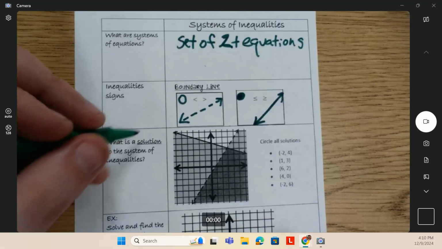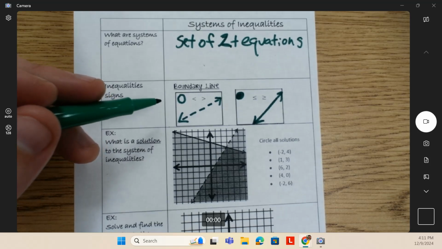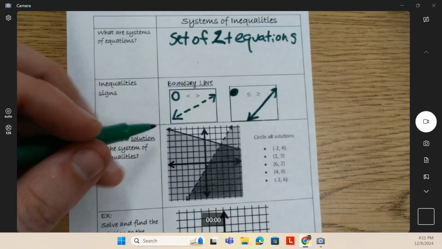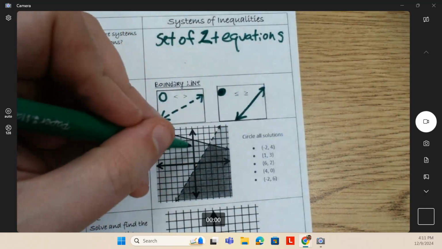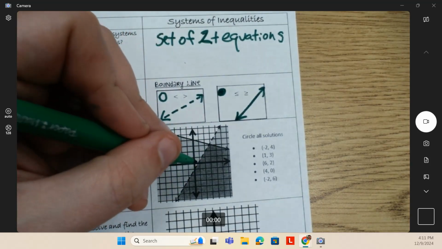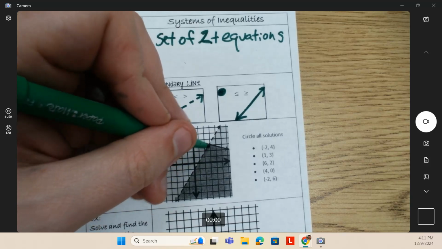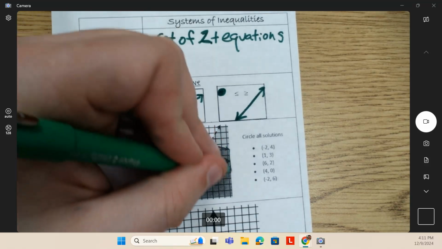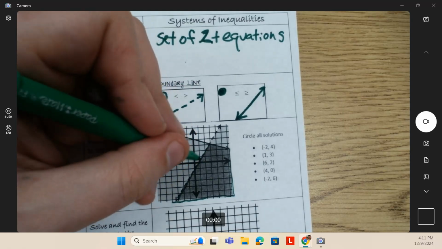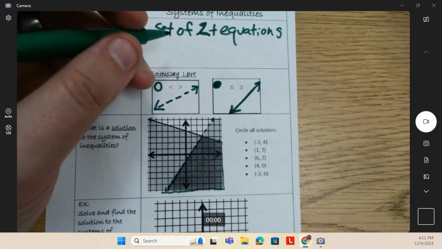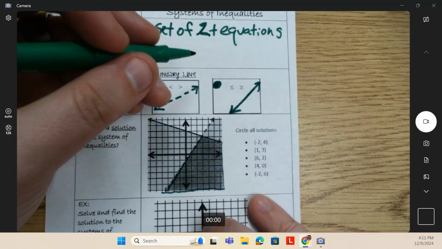So we want to know which one of these points would be a solution to the system of equations. And so when it shows it to you like this, the part that's true for both would be where it's shaded. So this one's shaded down, this one's shaded to the right. So anything in this area here is going to be something that works for it. So if it ends up on the dotted line, then it's not going to count. If it ends up on the solid line, it will count.